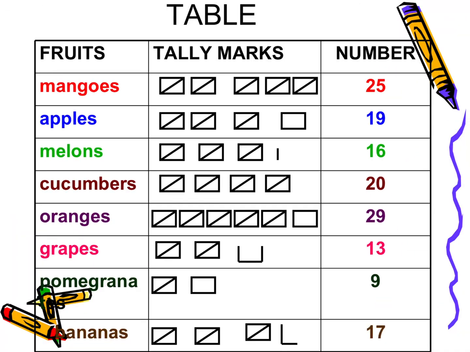Now see the tally marks. She has obtained this table by asking her friends. Now on the left side, the names of the fruits are here. In between, the tally marks, and the actual numbers of her friends who like them are written on the rightmost.